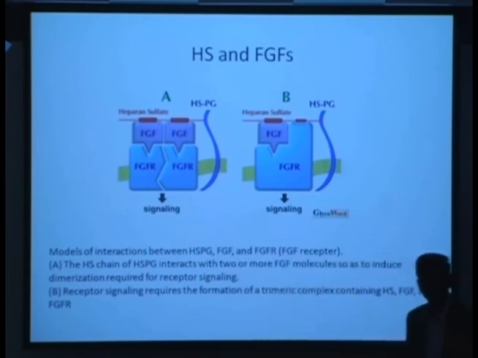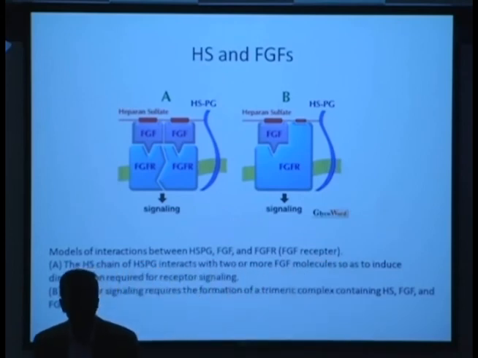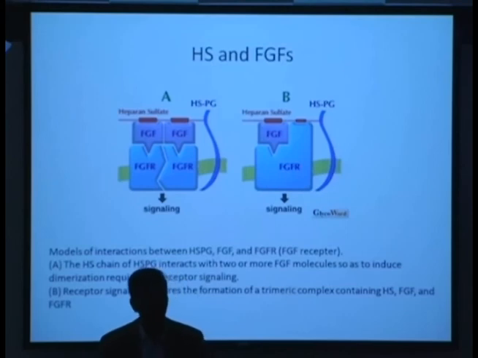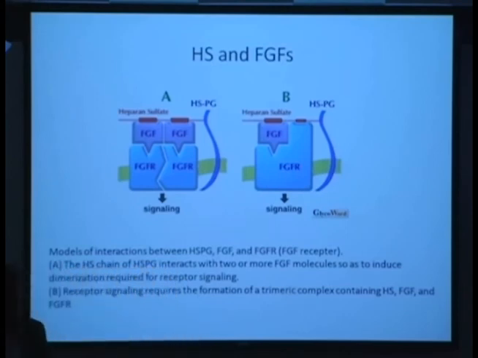Also, within the FGF community, many different models are being proposed. You have two FGF receptors and one HS chain, or two HS chains, called a 2-2-2 complex or a 2-2-1 complex, and some other groups proposed a 1-1-1 complex, where one HS chain binds to one FGF and one FGF receptor.